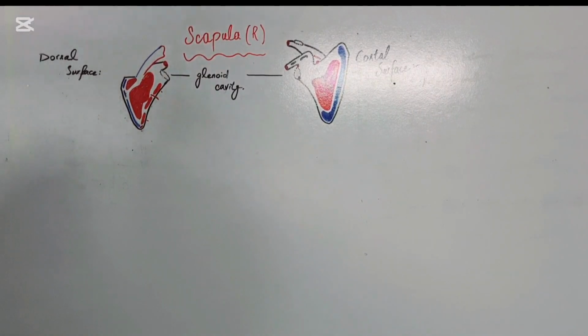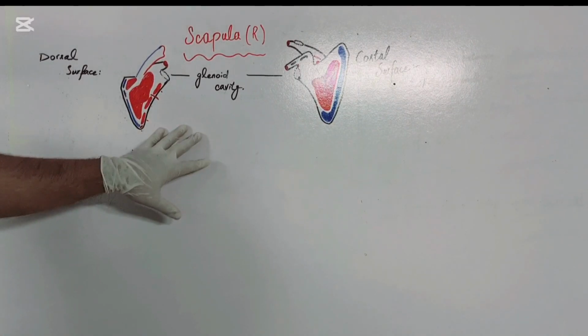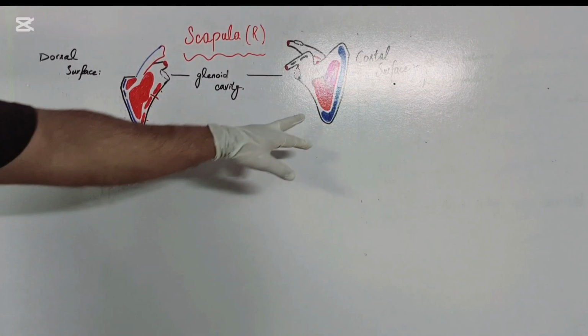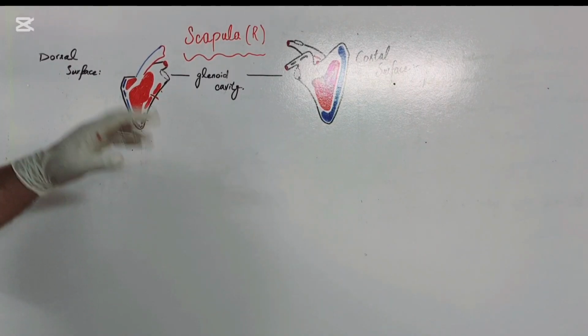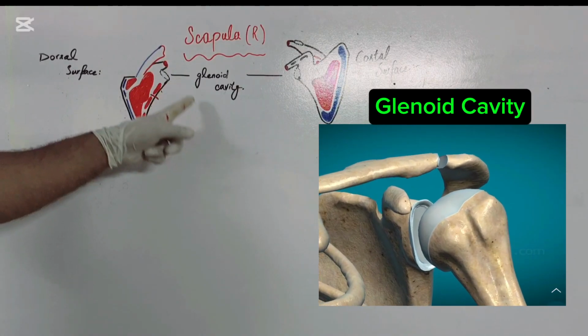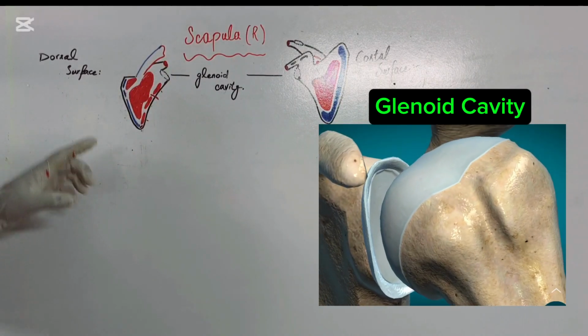Today our lecture is about attachments of scapula bone. As we have studied earlier, the anatomical features of scapula bone. It's a right-sided scapula, it's the dorsal surface, and here we have a costal surface. Going towards its attachment, here we have glenoid cavity where the head of the humerus is attached.